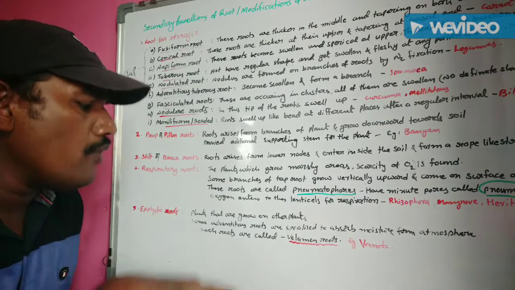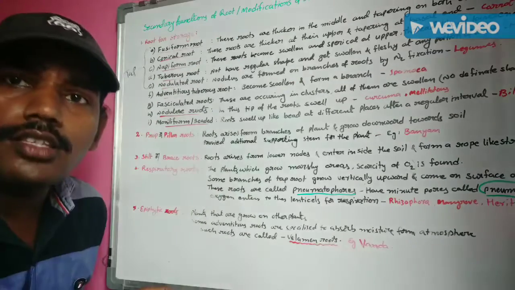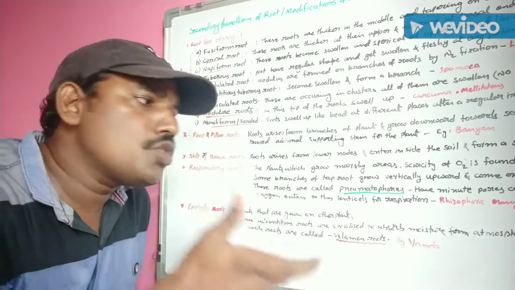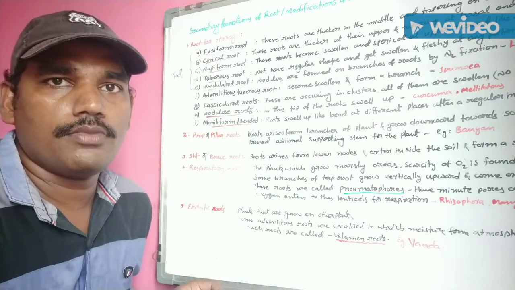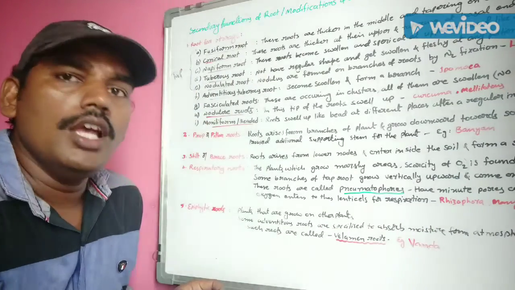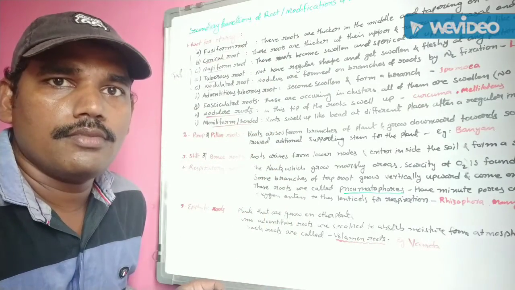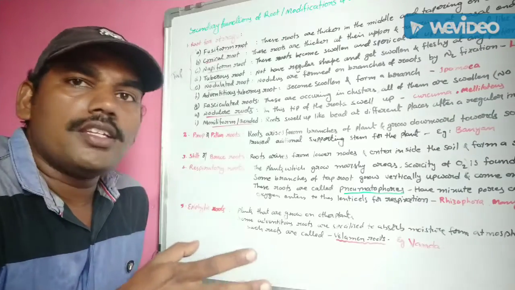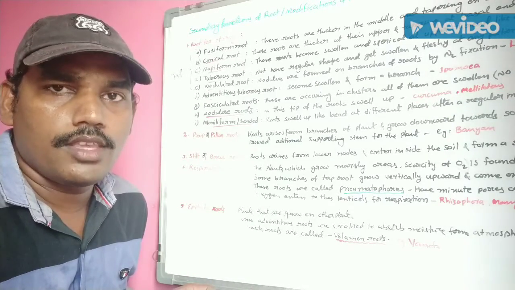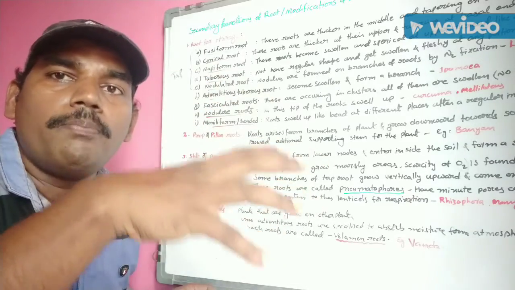Such roots are known as velamen roots, because these roots consist of a specialized spongy tissue. This tissue is known as velamen tissue. So roots containing velamen tissue are known as velamen roots. These are helpful for absorbing moisture from the atmosphere. The epiphytic plants show some specialized roots, known as velamen roots, and other roots are also present. These are helpful for fixing onto the other plants.